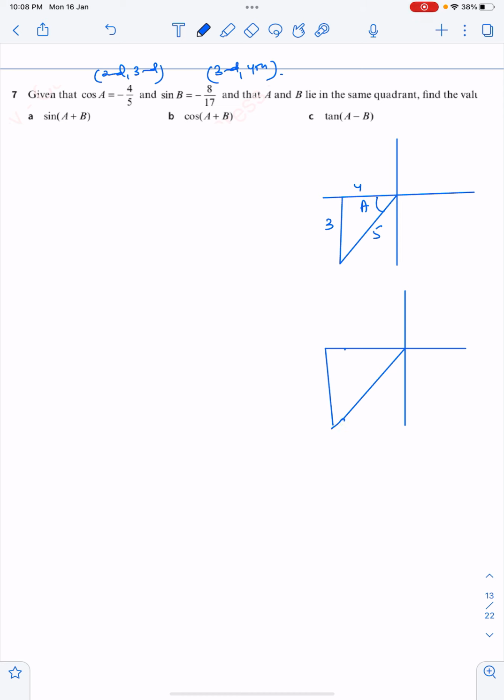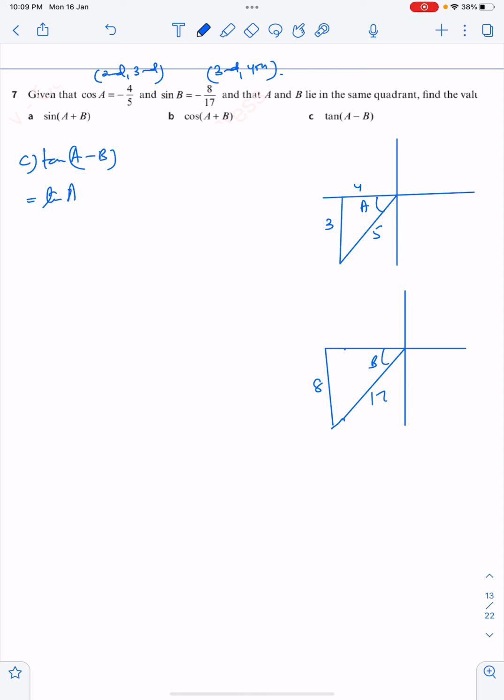It's just a rough diagram. Sine of b is opposite upon hypotenuse, which is here. Okay, so I've got both the diagrams now. Now, I'm doing the last part of this, tan of a minus b. Let me write down the formula first.